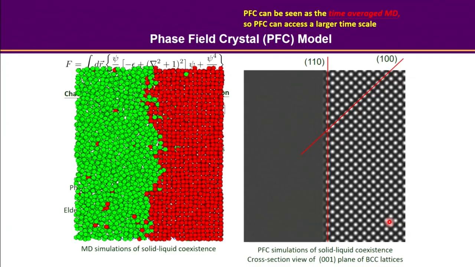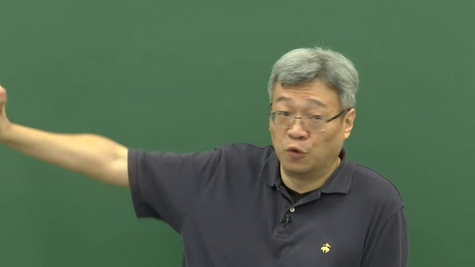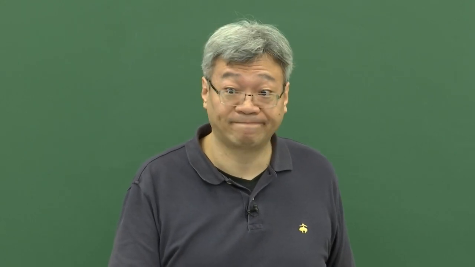And as you can see, the example here, because it is a time average MD, then you don't see this vibration mode of atoms, right? You average out of that mode, which means the phase field crystal can access a much longer time scale than the MD simulation. So, for example, I'm going to show a few examples that all those simulations can be done within a few hours. You can see the interface move, the solidification process. So that's something quite distinct for this phase field crystal model. Okay, so it can access much longer time scale than the MD simulations. All right. Any questions so far?